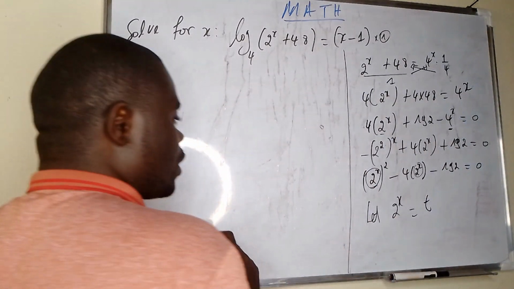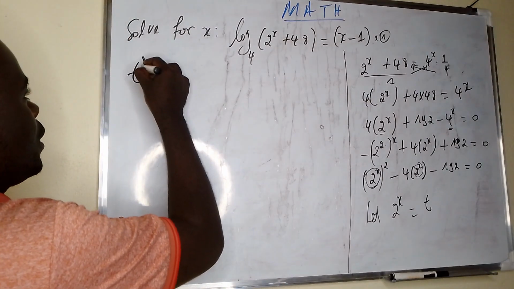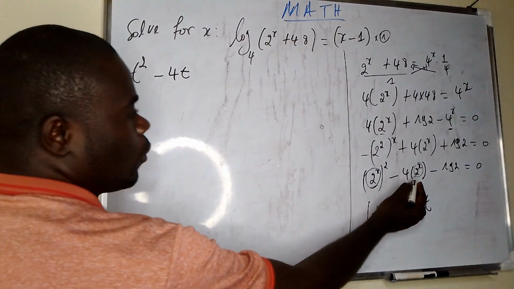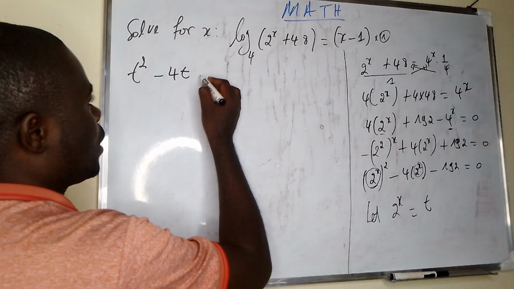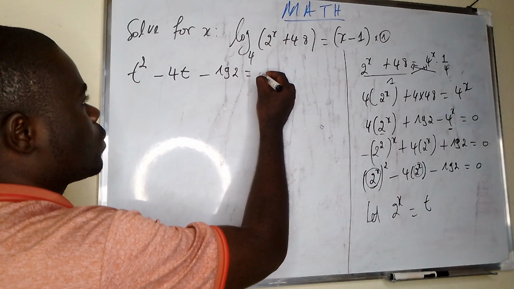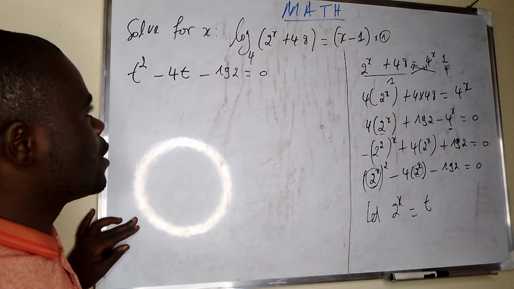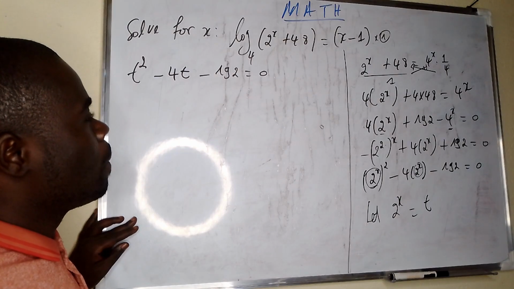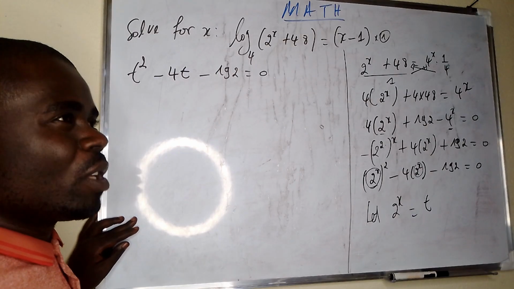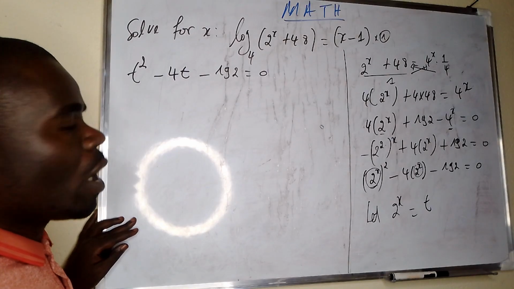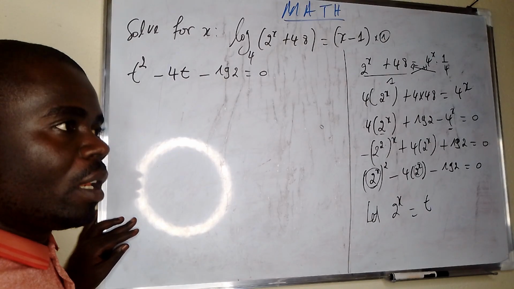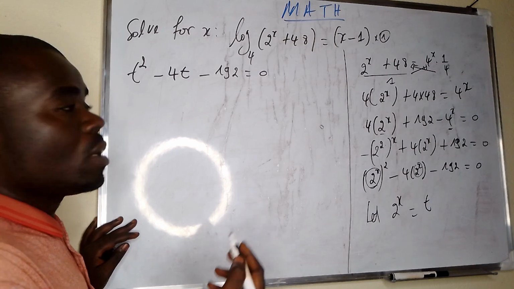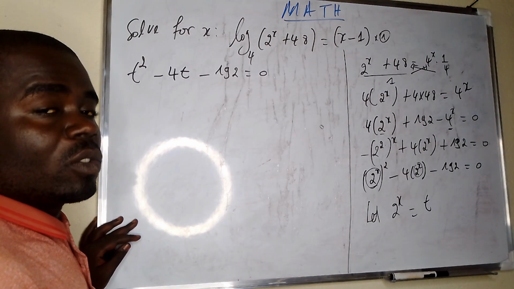Then this is t squared. This one is t squared minus 4t minus 192, which is equal to 0. You can solve this. It is a quadratic. You can solve it by either the quadratic formula, or by factorization, or by completing squares and so on. So you solve it using any method that you want, then you check whether we get the same answer. For me, I'm going to use the quadratic formula. No, I'm going to use factorization.